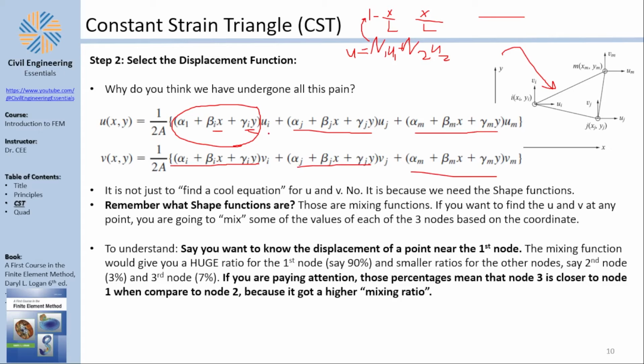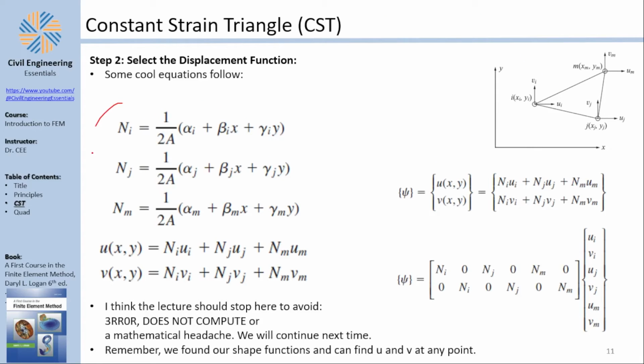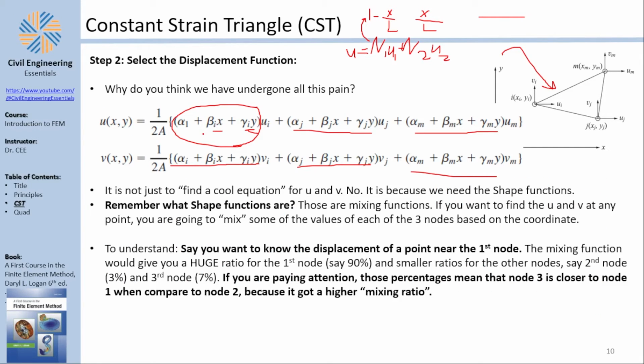Spoiler for the future, I might need to derive n1 and n2, partial derivative to x and partial derivative to y. But that's something we don't know yet. Now, to understand what those n's are, those are the mixing functions or the shape functions. They have many names: interpolation functions, shape functions, weighing functions sometimes. I like to call them mixing functions. I've talked about this before.